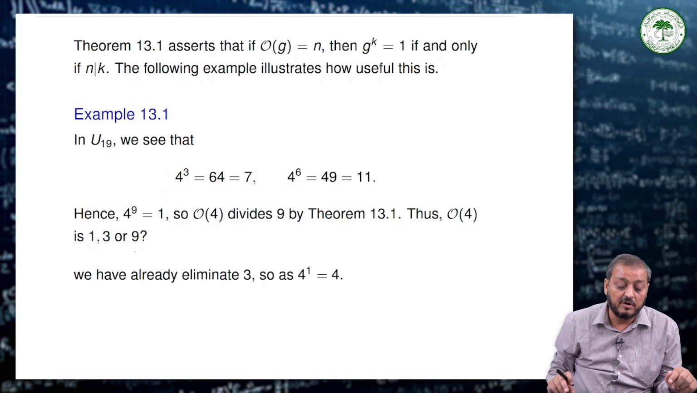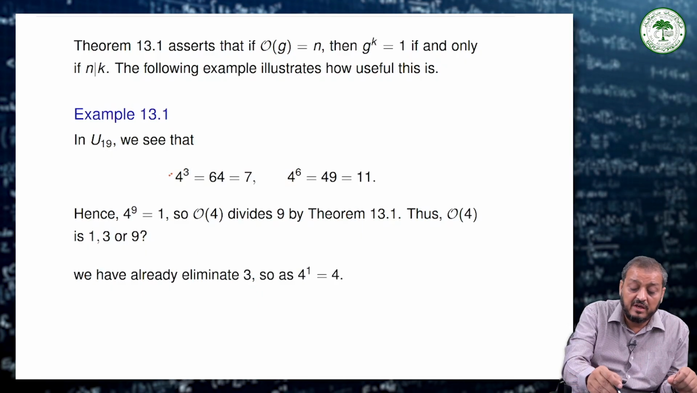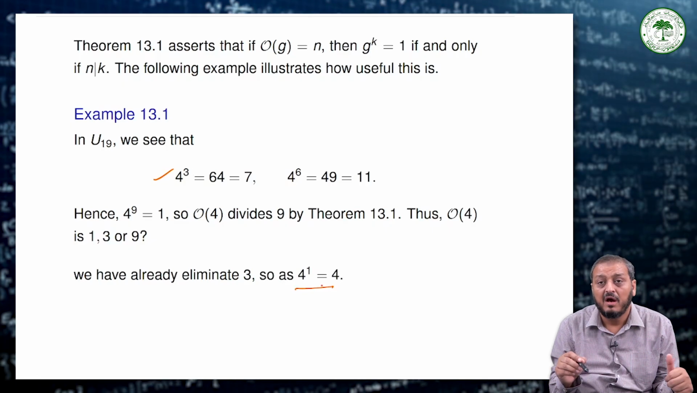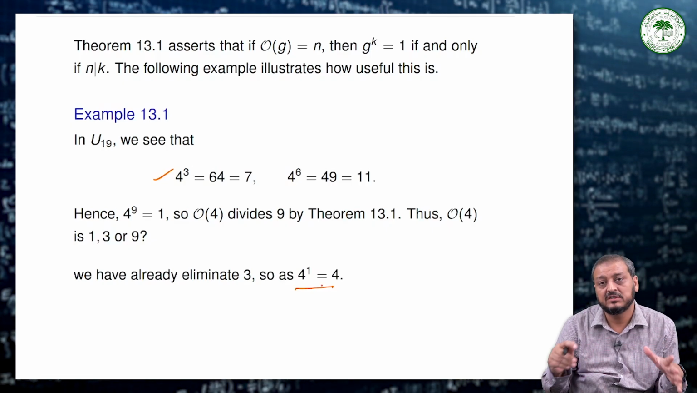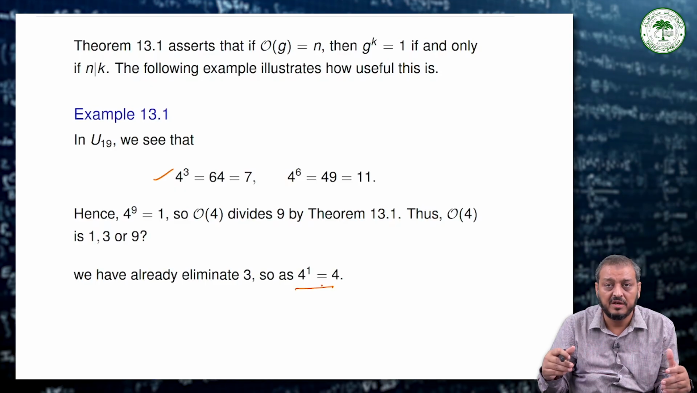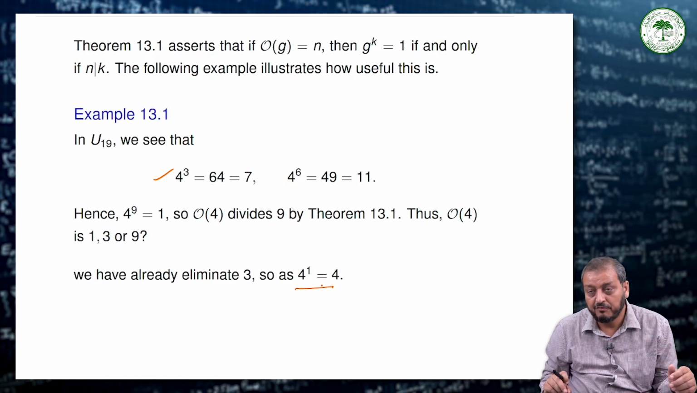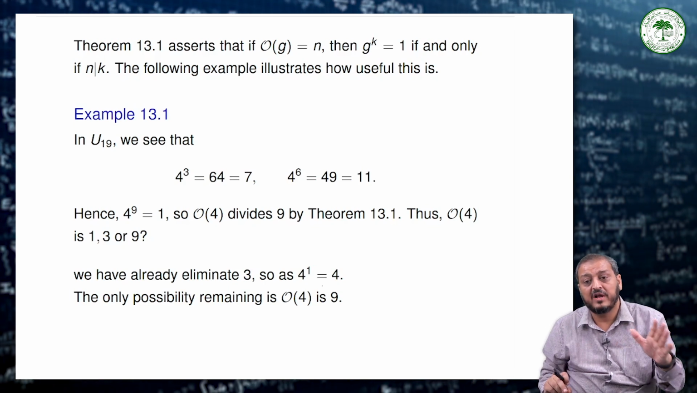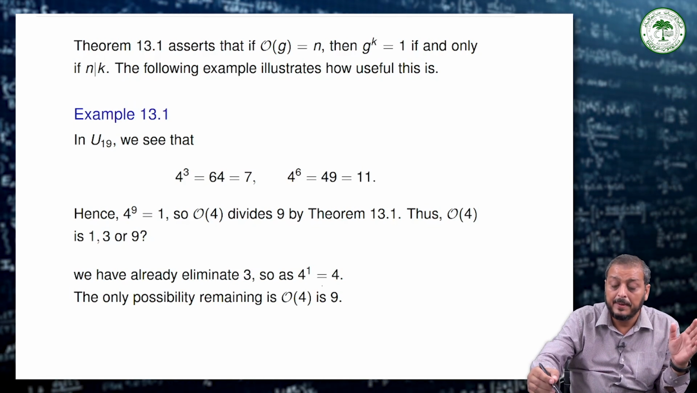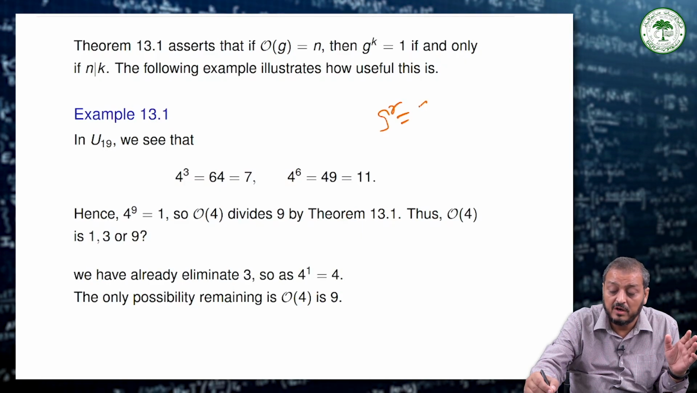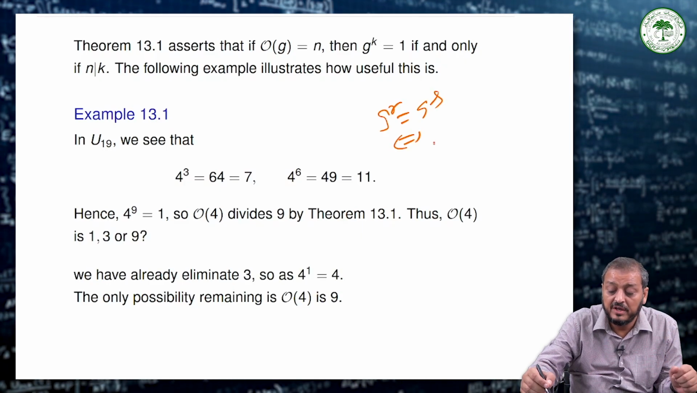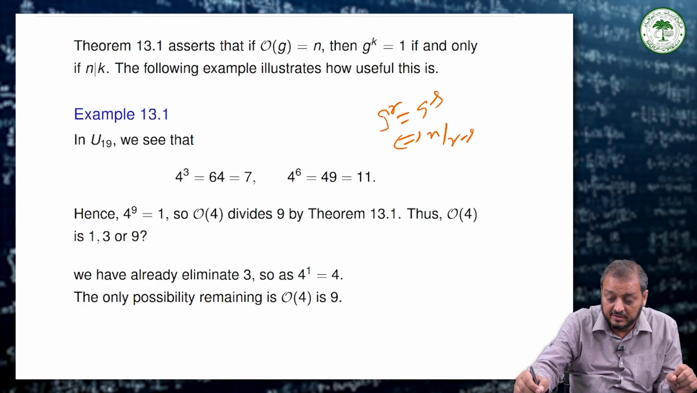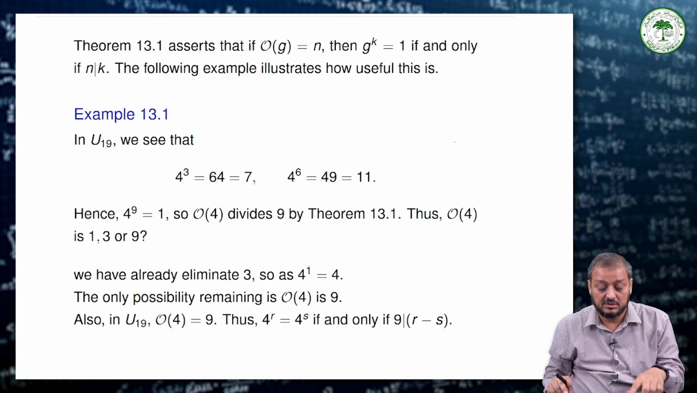So, the only possible order is 9. We already eliminated 3 here, and 4 to the power 1 is already 4, so eliminating 1 also. So, the only possibility where this gives identity is 4 to the power 9. So, the order of 4 is clearly 9. Now, for other things, the theorem says that g to the power r is equal to g to the power s if and only if n divides r minus s. So, we use this property.